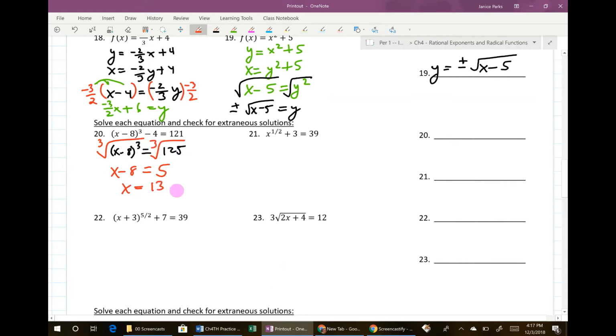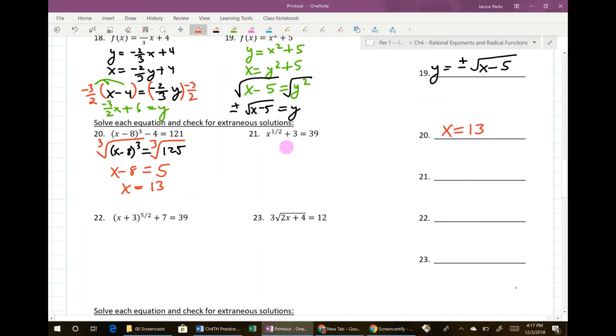We didn't really square both sides. When you square both sides, that's really when you have to check your answer to check for extraneous roots. In this case, if you plug in a 13 here, 13 minus 8 is 5. 5 to the third is 125. Subtract 4 and you get 121.